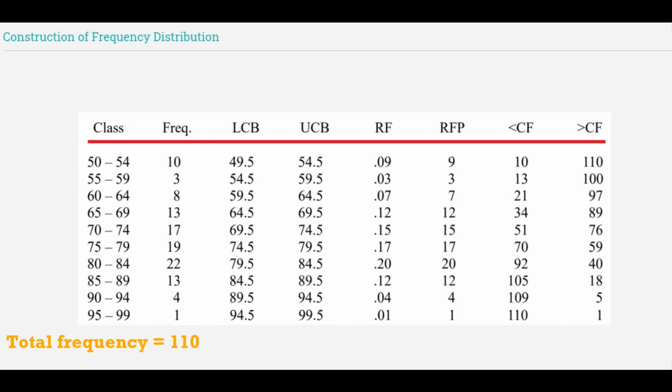For the greater than cumulative frequency, 110 observations are greater than the lowest class boundary. So we start at 110. Then the next thing to do is to subtract the frequency of the first class from 110 and get 100 here. Subtract again the frequency of the second class from 100 to get 97. And so on until you get 1 here in the last row. So that is now the complete frequency distribution table. So these are how frequency distributions are displayed.